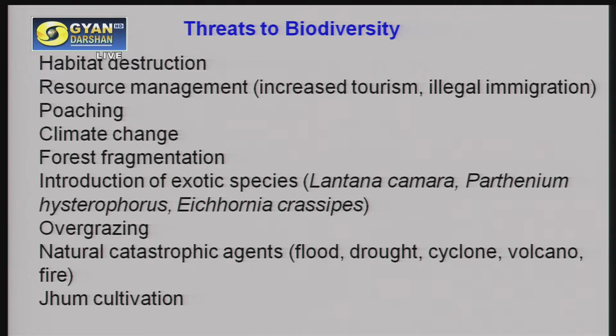Lantana camara, Parthenium hysterophorus, Eichhornia crassipes, that is water hyacinth. These are all exotic species, and they are threats to biodiversity. They are causing our natural flora to get eliminated. Natural catastrophic agents: flood, drought, cyclone, volcano, fire. And lastly, jhum cultivation, which is usually practiced in the northeastern states of India. So all these factors have cumulatively led to the loss of biodiversity, and we should be very careful.